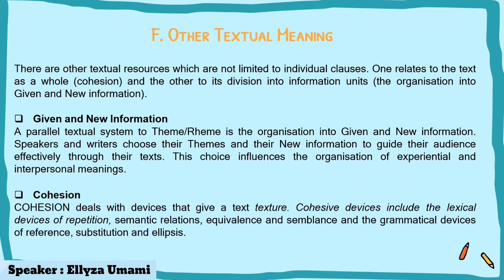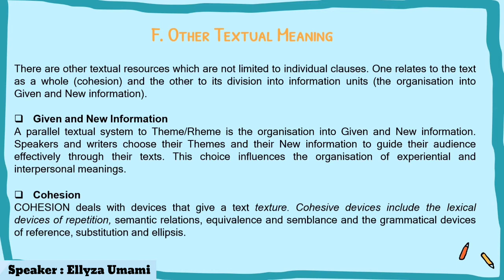And the next material in part F, other textual meaning. There are other textual resources which are not limited to the individual clause. One relates to the text as a whole, or cohesion, and the other to its division into information units, the organization into given and new information. Given and new information is a parallel textual system to theme or rheme. Speakers and writers choose their themes and their new information to guide their audience effectively through their text. This choice influences the organization of experiential and interpersonal meaning.